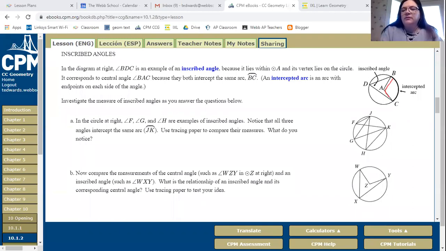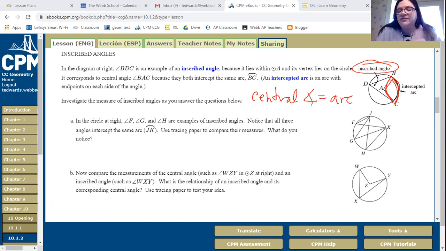The central angle, being this one right here, and the measure of its intercepted arc, those two are the same. So central angle equals the measure of the arc, and they're both measured in degrees. But how is it that we can find a formula for the intercepted arc from an inscribed angle?